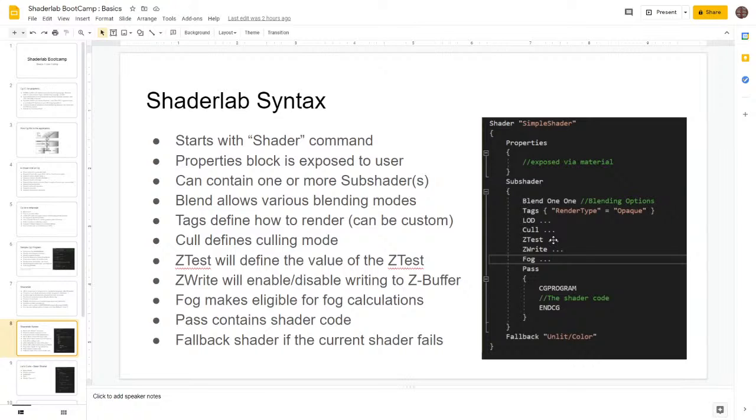We will cover all these topics later on because it's a very big topic. Fog again, it is basically, should Unity consider this shader that is applied on that specific object, which means that object itself, to be a part of the fog computation or not. Then we have a pass in which you have your simple shader CG program, shader code, and a fallback shader. That's it.